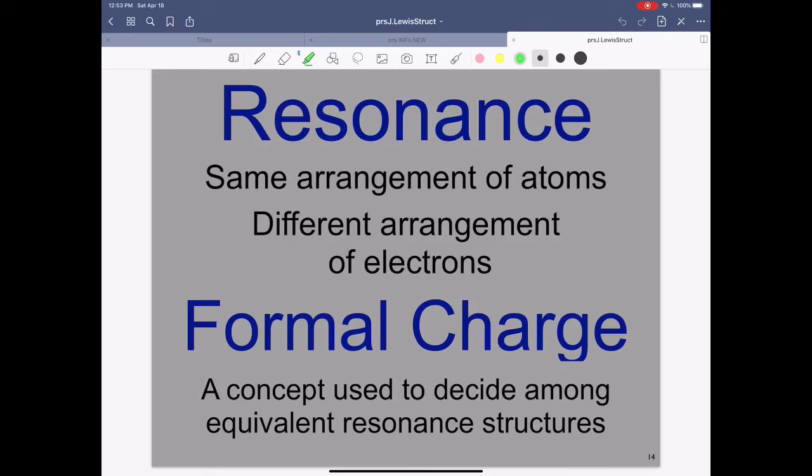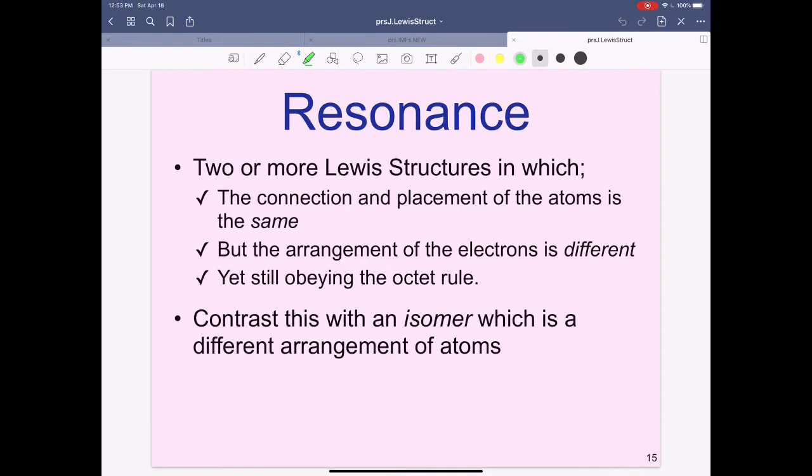Resonance and formal charge. Resonance is two or more Lewis structures in which the connection and placement of the atoms is the same, but the arrangement of the electrons is different, yet still obeying the octet rules. Let's contrast that with an isomer, in which there is a different arrangement of atoms.